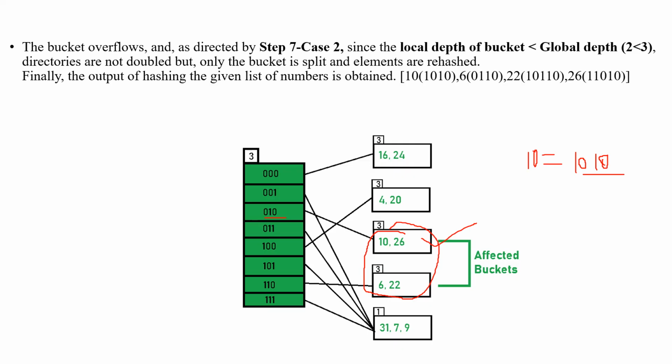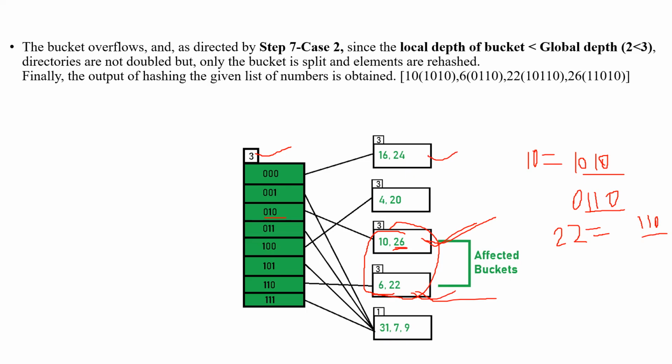Similarly, if you calculate the binary of 26, according to the 3 LSB bits, you will get the same 3 LSB bits, 0 1 0. So this is going to be stored here. And for 6, if you take the binary, you will get 0 1 1 0. If your global depth is 3, check the 3 LSB bits, 1 1 0, which is pointing to this bucket. So 6 is going to be stored there. Similarly, for 22 binary, the last 3 digits are 1 1 0. So because of that, 22 is also going to be stored there.